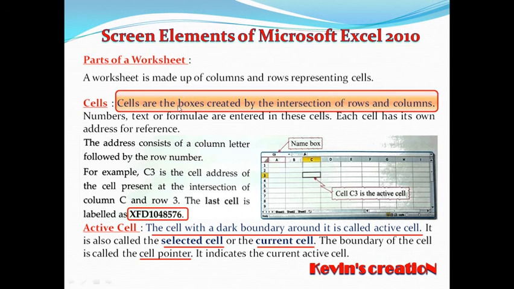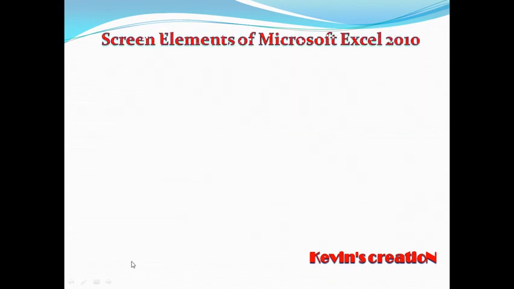So in this slide you have got a few things to remember. The definition of cell: cells are the boxes created by the intersection of rows and columns. Then the last cell is XFD1048576. What is active cell? The cell with a dark boundary. This one is called the active cell. And the active cell is also called selected cell and current cell. And this dark boundary is called the cell pointer.